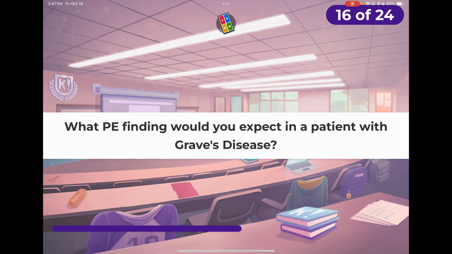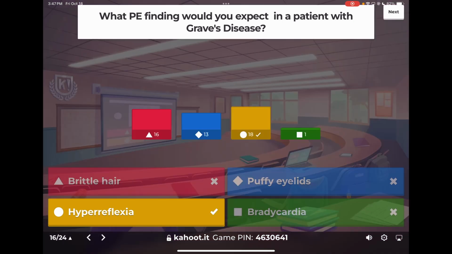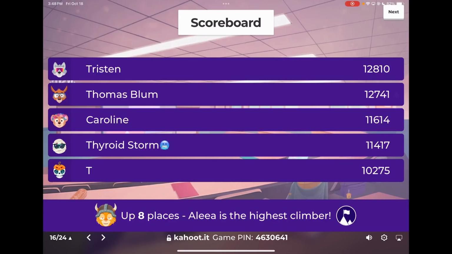What physical exam finding would you expect in a patient with Graves' disease? What are some physical exam findings? When you're studying, don't study the signs and symptoms for both hypo and hyper. They're the opposite. Study one. You know, if it's tachycardia, it's got to be hyper. If it's Brady, it's got to be hypo. Why study both? Just study one. The opposite's going to be true. Hyperreflexia, brittle hair, puffy eyelids, bradycardia are all signs of hypothyroidism.